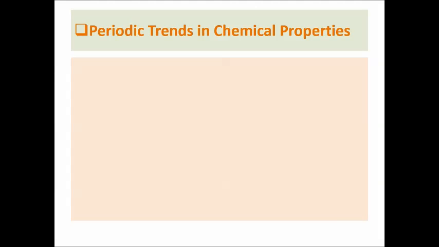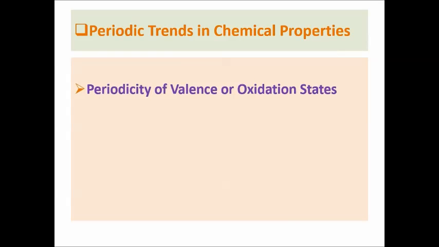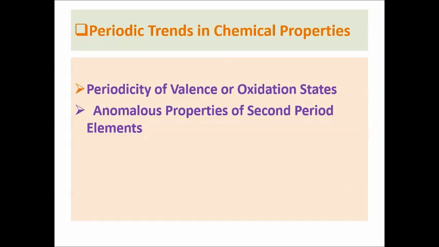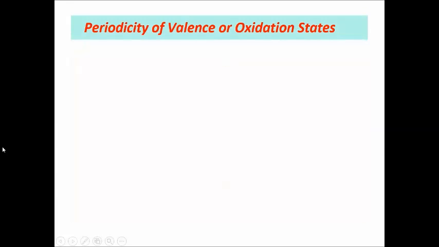Today we will discuss the periodic trends in the chemical properties. There are three periodic trends. The first one is periodicity of valence or the oxidation states. Second, anomalous properties of the second period of elements. And the third one is the chemical reactivity. Let's talk about the first one, that is periodicity of valence or the oxidation state.